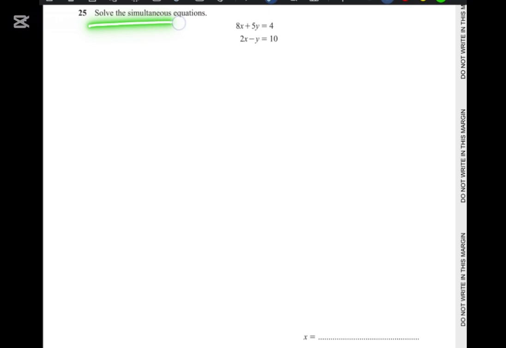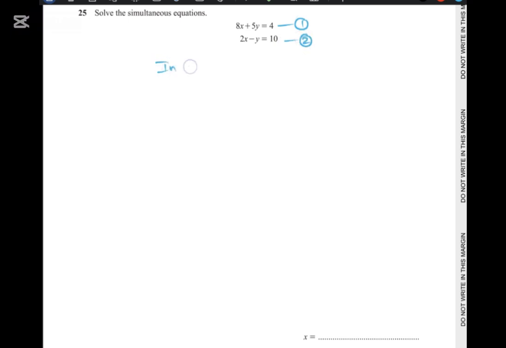Question number 25. Solve the simultaneous equations. 8x plus 5y is equal to 4. 2x minus y is equal to 10. Now here one of the coefficients is 1, for y. You can use even the substitution method here other than the elimination method. So let me show you the substitution method here. Let me name each equation 1 and 2.